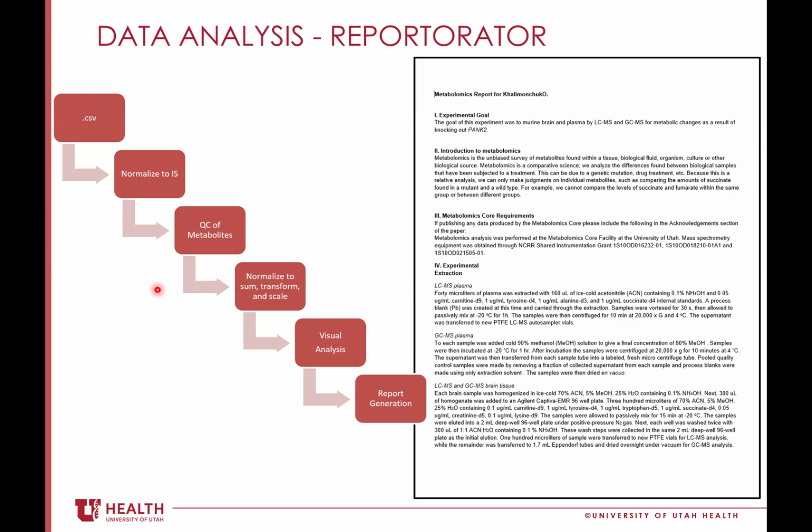And then we normalize to the sum of the signal. A lot of times we'll transform and scale. This is all automated. Then we'll perform visual analysis and we'll generate a report. What we'll give you, here on the right, is a report, and it can run 20 to 60 pages or less, depending on how many samples you gave us and what we want to compare. But it tells you exactly what we've done, experimental-wise and data-analysis-wise. The intention here is for you to cut and paste that into a publication. This usually is publication ready.